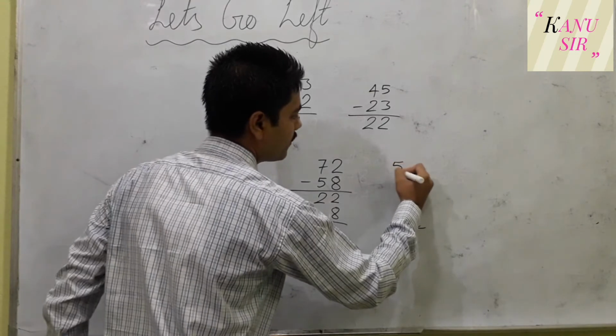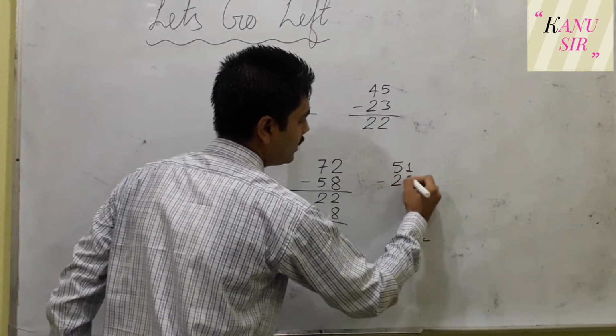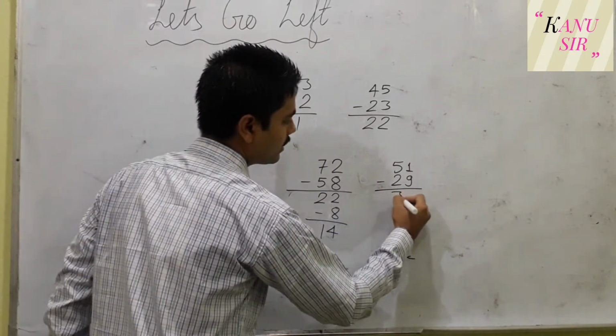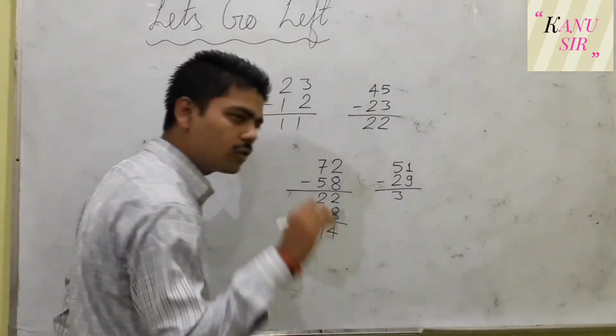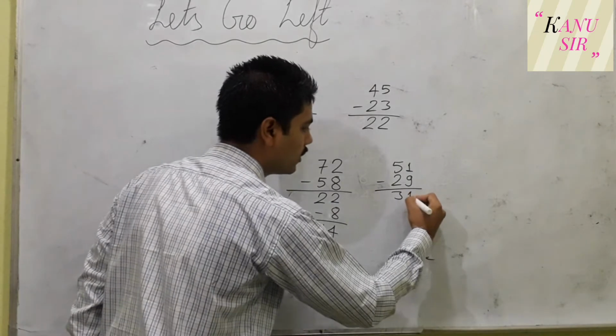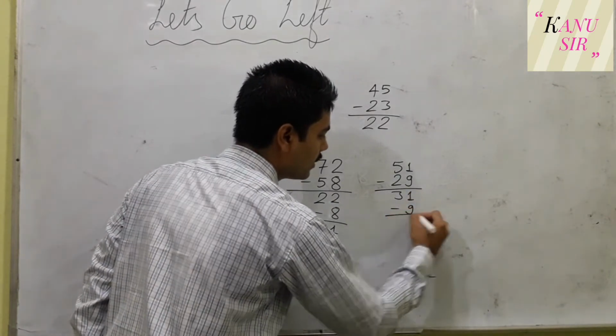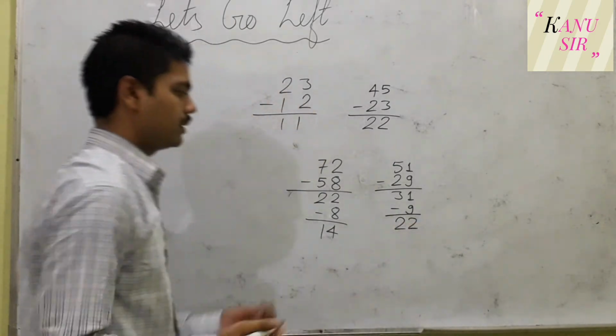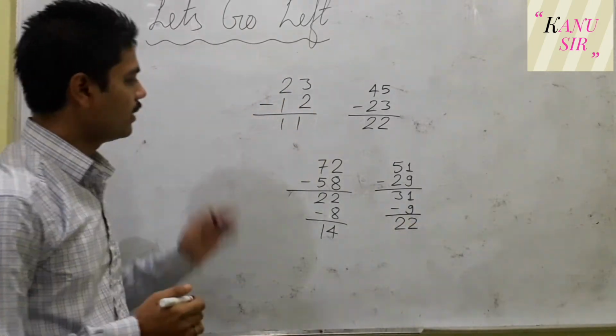Once again, 51 minus 29. Then 50 minus 20, you will get 30. And 1 minus 9 is not possible, so we will drop them down. 1 minus 9. So 31 minus 9, you will get 22. Hence we did it from left to right.